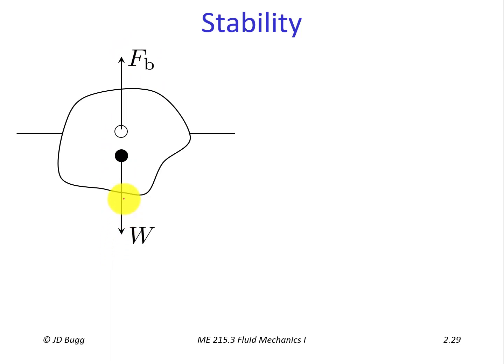These two vectors are currently collinear, so they don't produce any moment. So the sum of moments is 0 and the sum of forces is 0, static equilibrium. But the question is, is it stable? So we apply a small disturbance. What we're going to do is reach in and grab this thing and rotate it to the right just a tiny little bit.